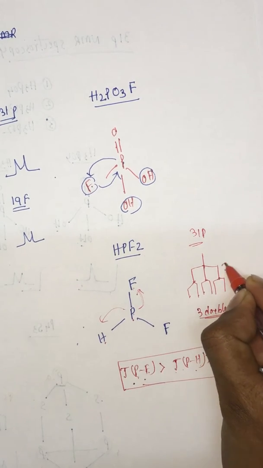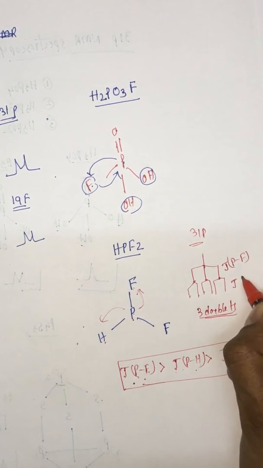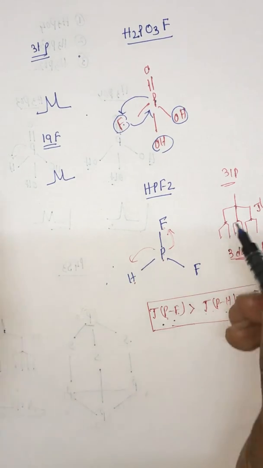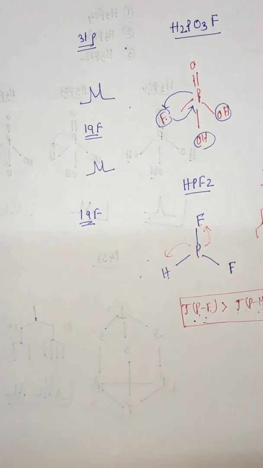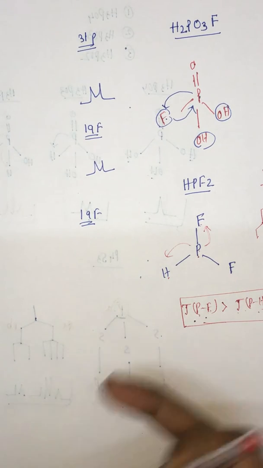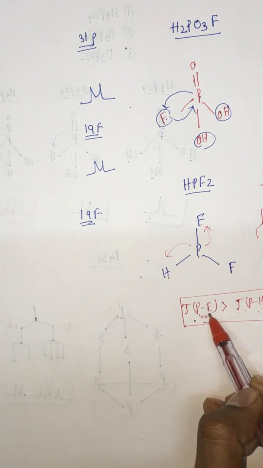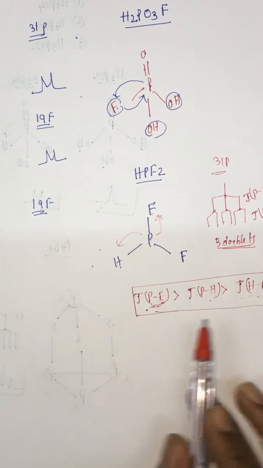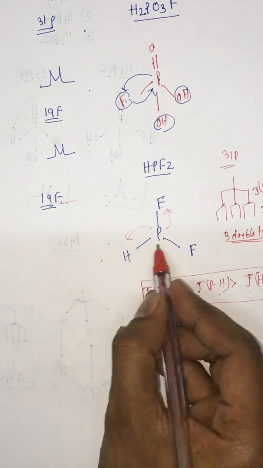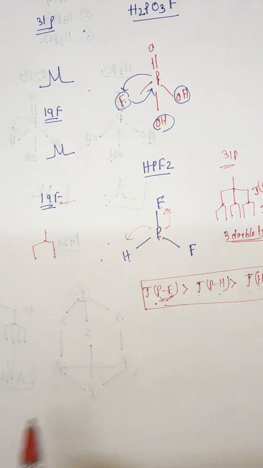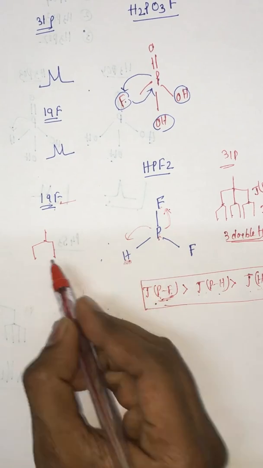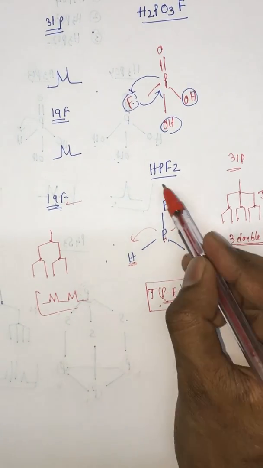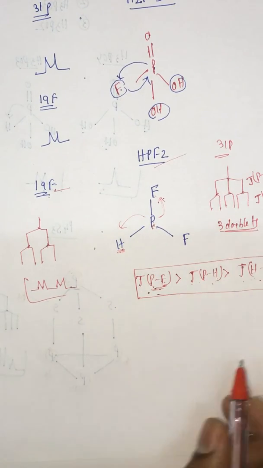This is because of coupling of phosphorus and fluorine, and this is because of coupling of phosphorus and hydrogen. Now there is another possibility here: we can record 19F NMR also for this compound. We have to follow the same order. Fluorine couples with phosphorus first, and next fluorine couples with hydrogen. First fluorine couples with phosphorus, so we'll get a doublet because only one phosphorus is there. Next fluorine couples with hydrogen, and there is also only one hydrogen, so we'll get two doublets in 19F NMR for HPF2, whereas in 31P NMR we will get three doublets.